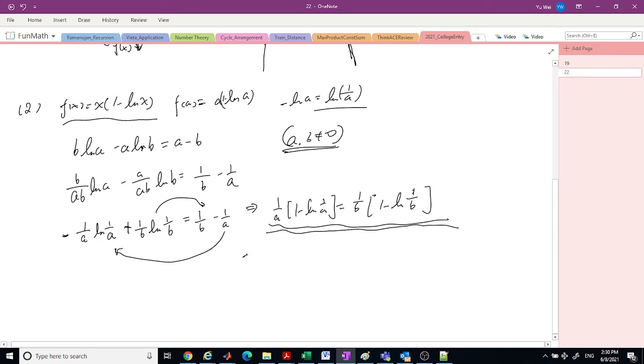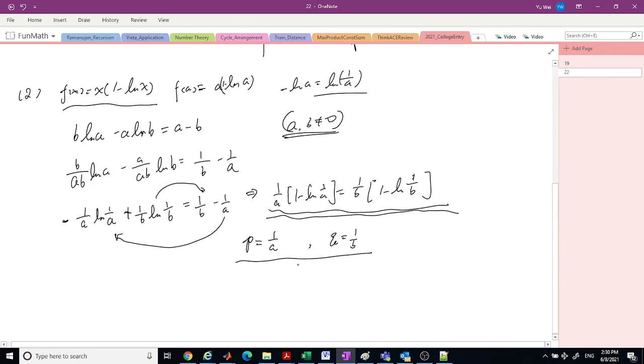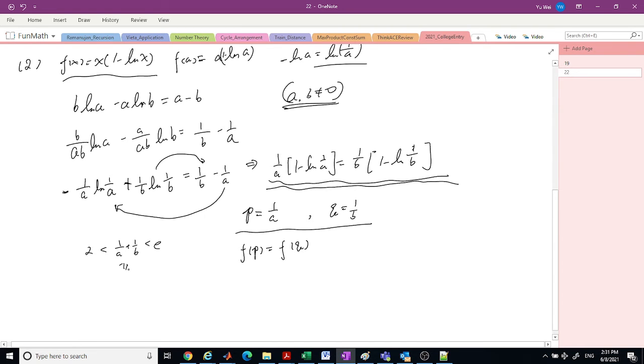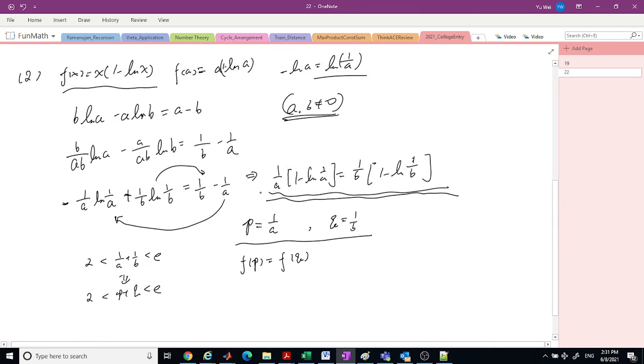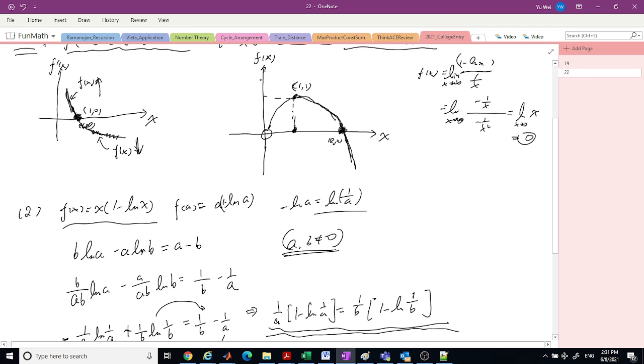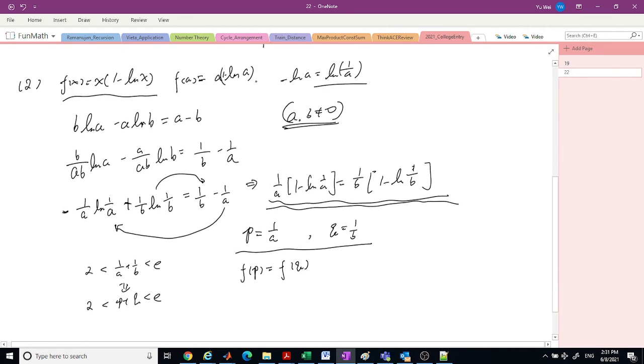So now we can see p equals 1 over a, right? And q equals 1 over b, right? And you know f(p) equals f(q), right? So the goal, 1 over a plus 1 over b greater than 2 and less than e, is equivalent to p plus q greater than 2 and less than e, right? Okay, and I also need this picture again. I need to work on this picture. Okay, let me draw it here.